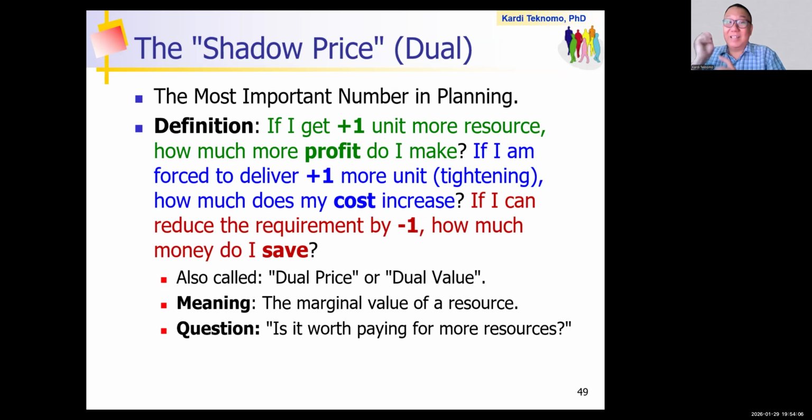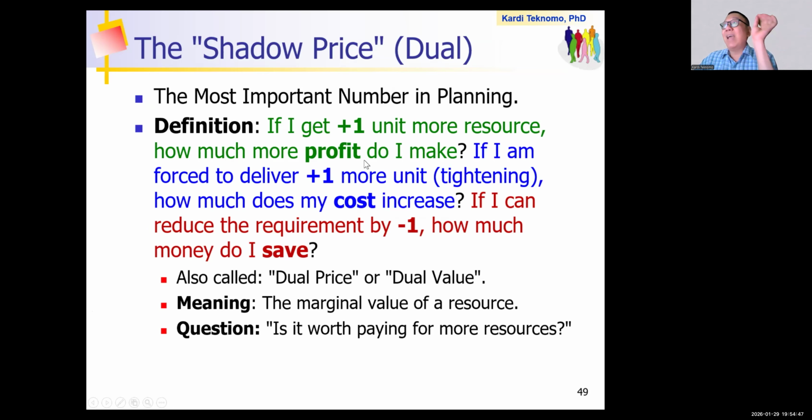Next, this is the most important concept in this course: shadow price. It asks, if I have one more unit of resource, for example one more hectare or one more car trip, how much richer would the city be? It tells you the exact value of expanding your limit. This is the secret weapon, the most important number in planning.